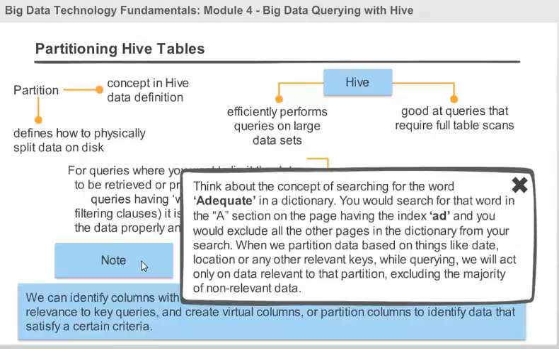When we partition data based on things like date, location, or any other relevant keys, while querying we will act only on data relevant to that partition, excluding the majority of non-relevant data. Without partitioning, Hive scans all data in the directory and applies the query filters on the entire data set, which can be a very slow and costly operation.